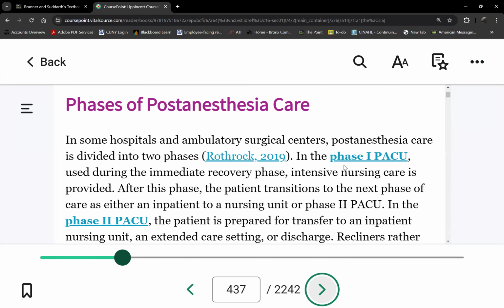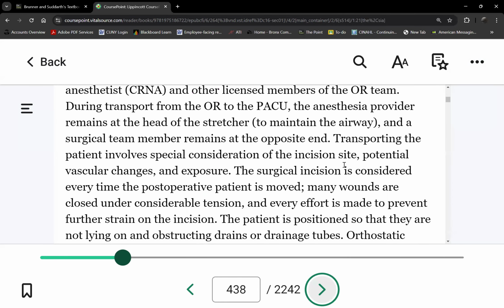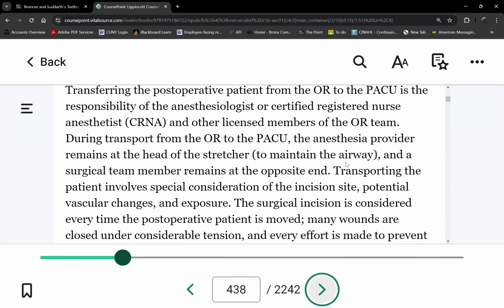We won't test on the phases of the PACU because we are not PACU nurses. What we will focus on is what do we assess? Okay, so let's begin here. The patient will be assessed for how they tolerated the surgery, including the medications, and monitored for potential complications in the immediate post-op period. Now, complications will continue not only on post-op day 0, but also post-op day 1, 2, 3, and so on.